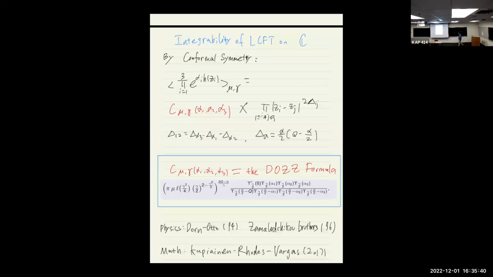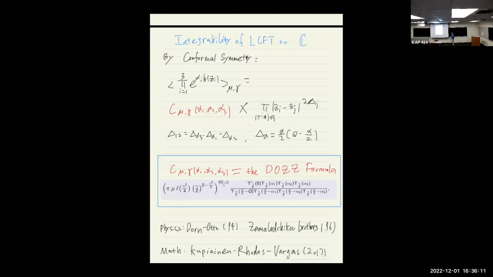First, if you just consider the case of 3 points, then just by conformal symmetry, we know that every 3 points on the sphere can be mapped to 0, 1, infinity. The consequence of this is that the location dependence of a 3-point function is always of the following form. The only non-trivial dependence of a 3-point function is captured by a constant that depends on these weights.